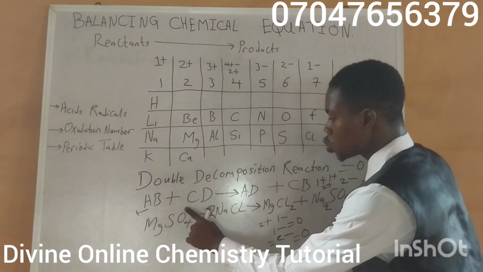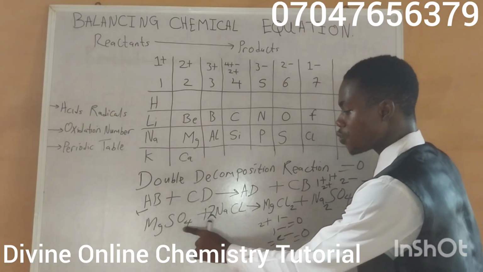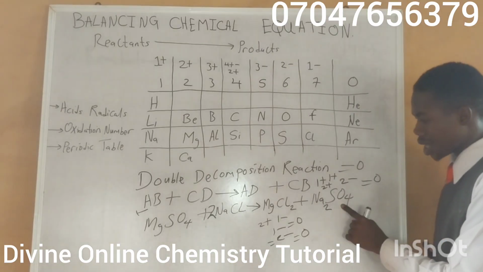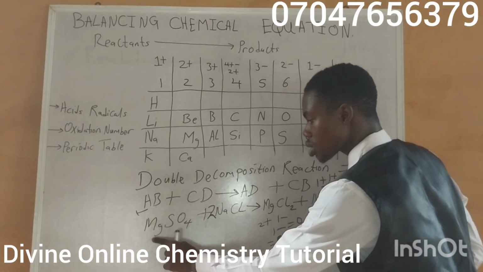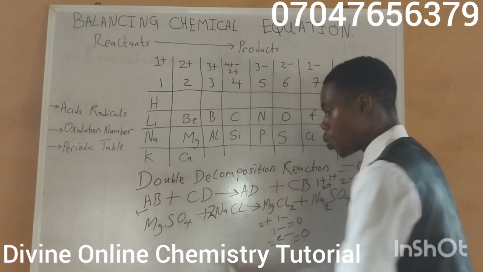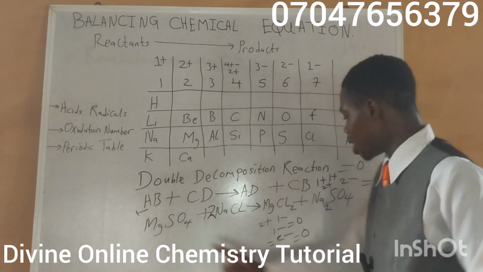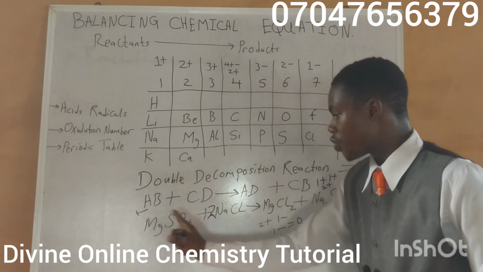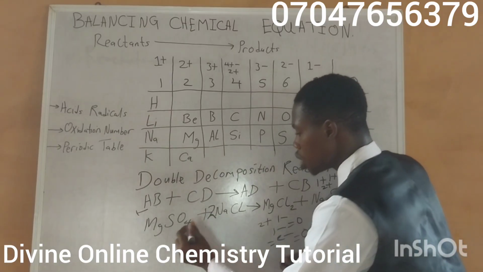Now what about the magnesium tetraoxide? Now SO4 is 2 minus. And then how many atoms of SO4 do we have? 1. How many atoms of SO4 do we have here? 1. Now how many atoms of magnesium do you have here? 1. How many atoms of magnesium do you have here? 1. It is balanced. But we need to check for their charge first.